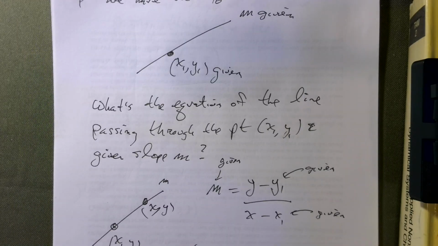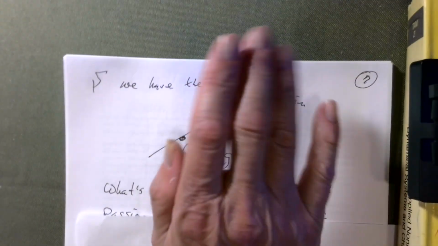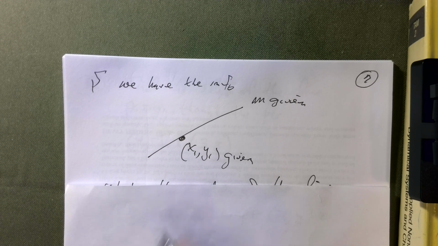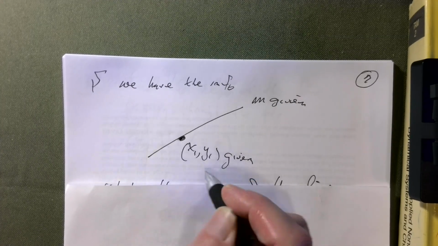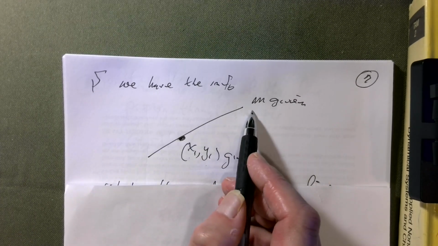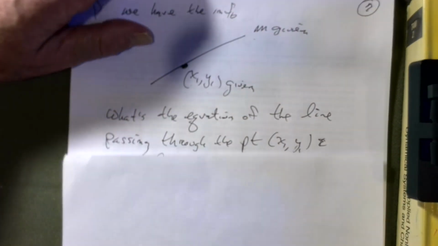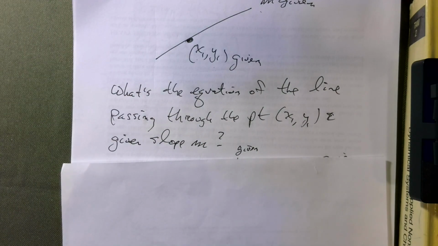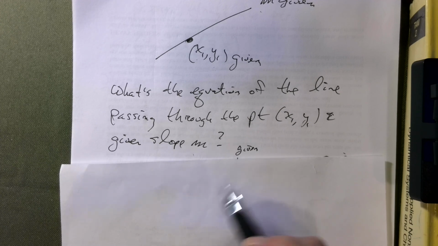Now a question comes up: suppose we have the following information. I'm told what a point on the line is, I tell you what the x value and the y value are on this line, and I also tell you what the slope is. And the question is, can we come up with the equation of the line passing through a user-specified point with a user-specified slope?